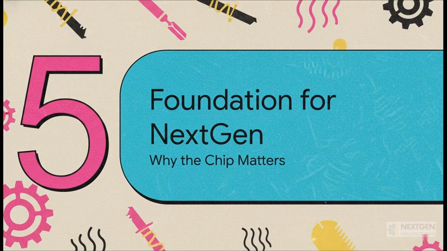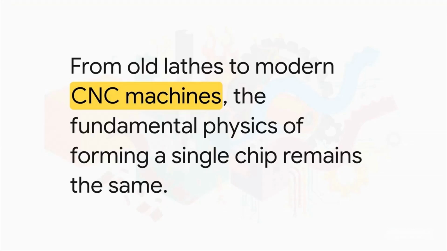Okay, let's bring it all home. How do these fundamental, century-old principles connect to the future, to next-gen manufacturing? And this, right here, is the key takeaway. It doesn't matter if you're looking at an old manual lathe or a brand new AI-driven CNC machine. The fundamental physics of how that one single chip is formed, it hasn't changed. It's the same. And understanding that basic physical interaction is still absolutely non-negotiable, no matter how smart our machines get.